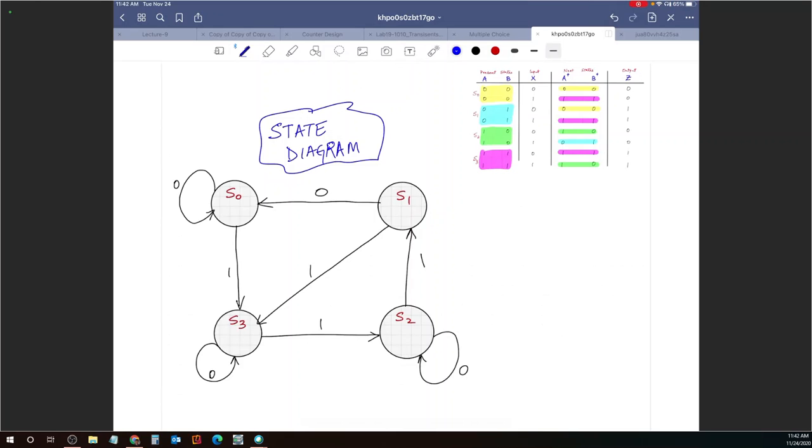Questions about this process? This kind of a question on finite state machine analysis, the reverse engineering problem, you should definitely expect a problem on this on the final exam. There's absolutely no points for guessing that.